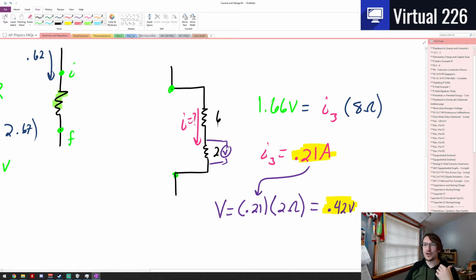If we wanted to find the voltage drop on something else, we could say, hey, look, the voltage drop on the 6 is 0.21 times 6. And we notice that it's going to have a larger voltage drop than this here.